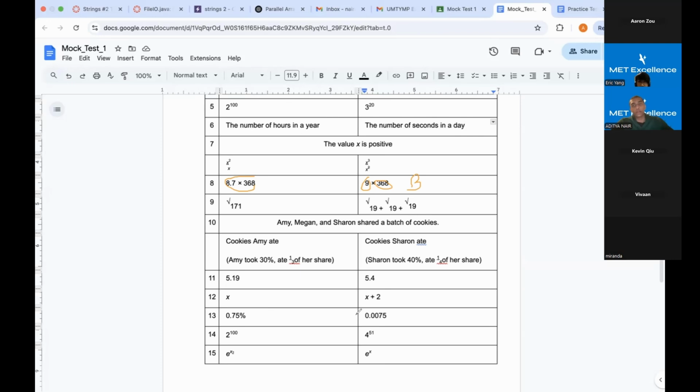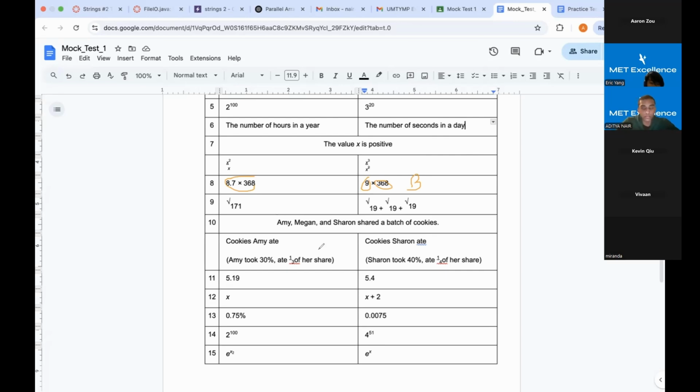All right, Eric, number 9. Number 9, we marked it as C. Both are even. If we use the square root rules that were taught today, we could find out that they're both even. It's C, so none are greater than another.